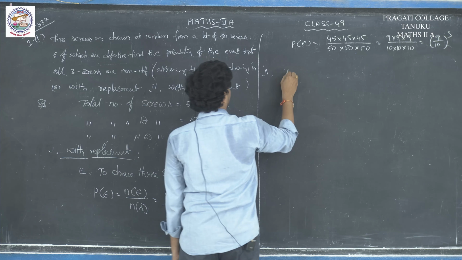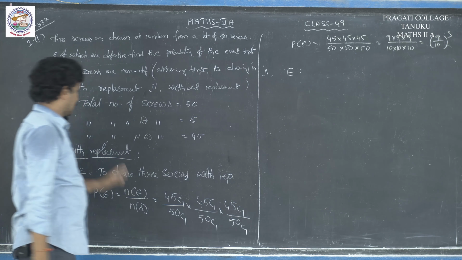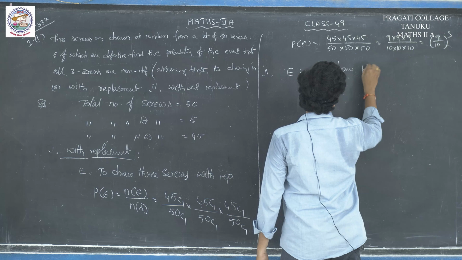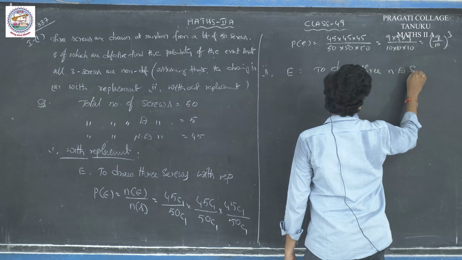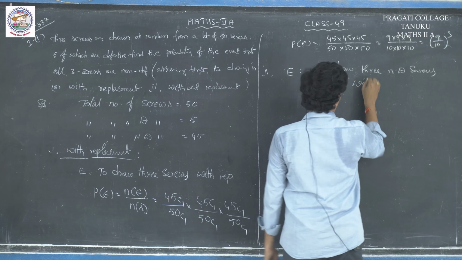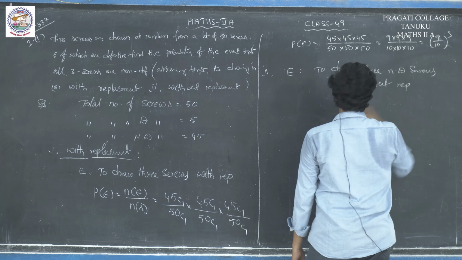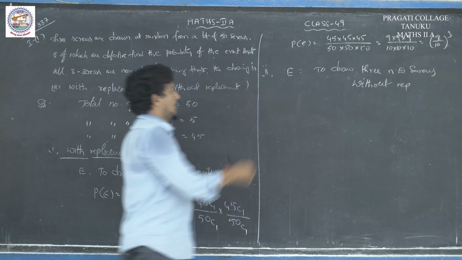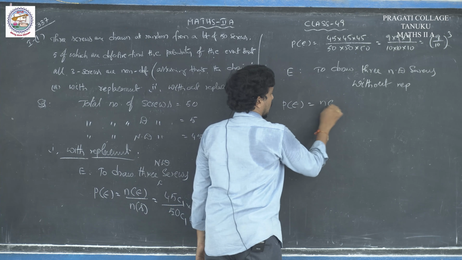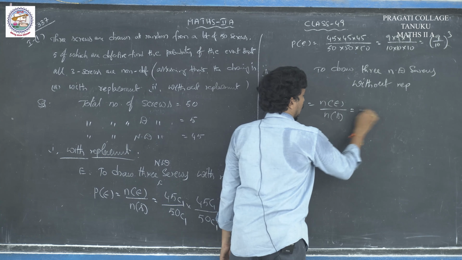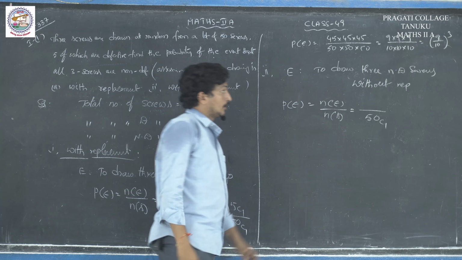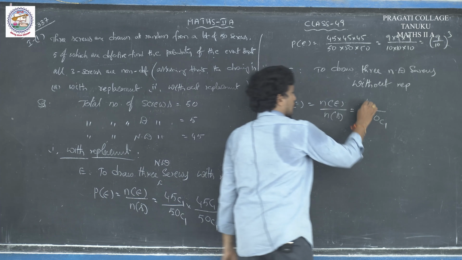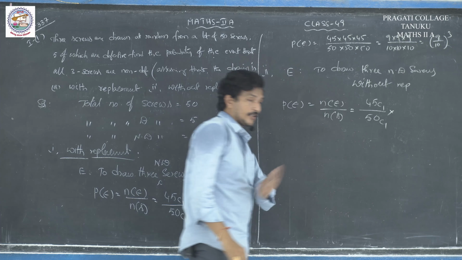Here the second part is E means to draw 3 non-defective screws without replacement. First of all, P of E is equal to N of E by N of S. To draw the first screw is 50C1. The favorable is non-defective, which means 45. So the first screw is 45C1 and leave it outside.